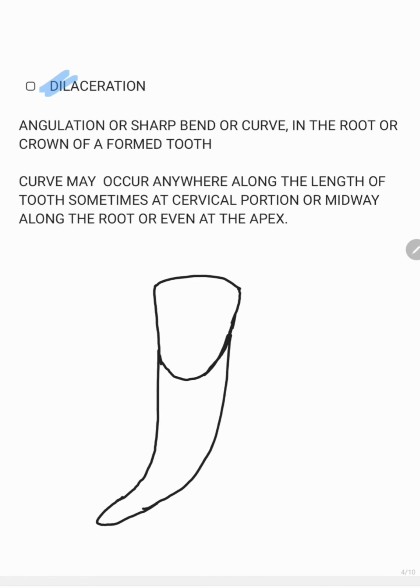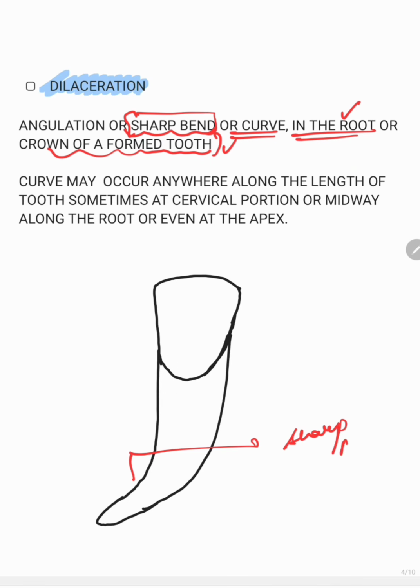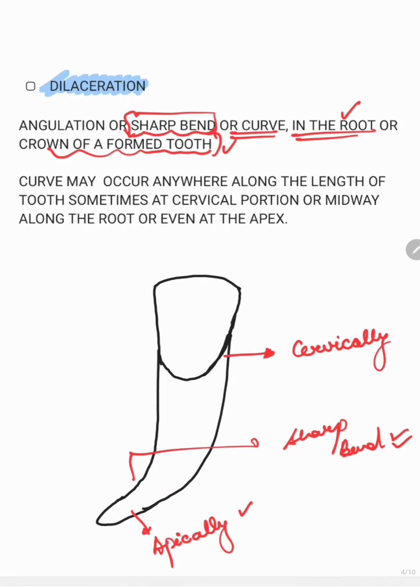Now the next topic is dilaceration. In dilaceration there is a sharp bend or angulation, or curve, in the root, more commonly, or crown of a formed tooth. Here in this picture you can see a sharp bend or angulation, right? This sharp bend can occur at any place, that is either cervically, apically, or midway along the root, or even at the apex, right?